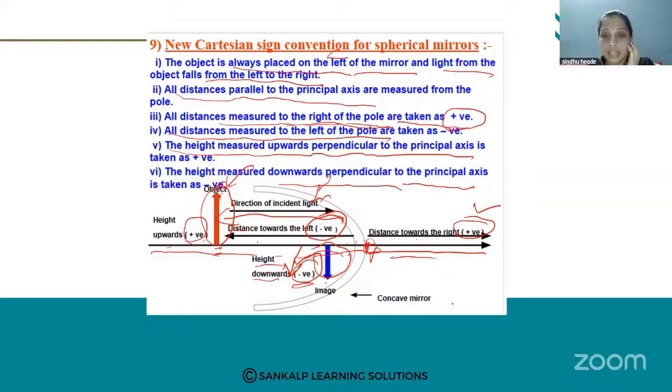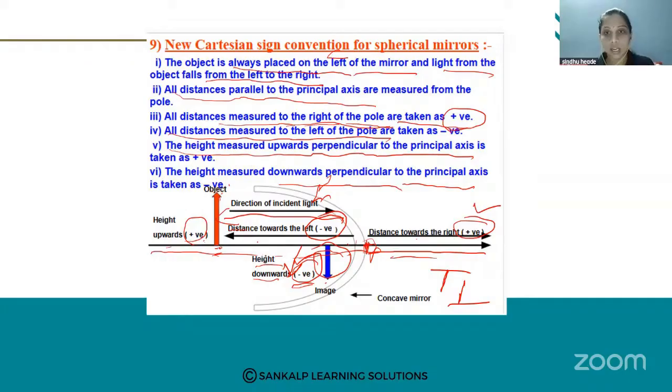We can show like this. This is perpendicular, or this is also perpendicular, right? So see, here also this image formed is exactly perpendicular to this principal axis. And again, the height of this image is taken as negative. Height is taken as negative here. Height is considered as negative.